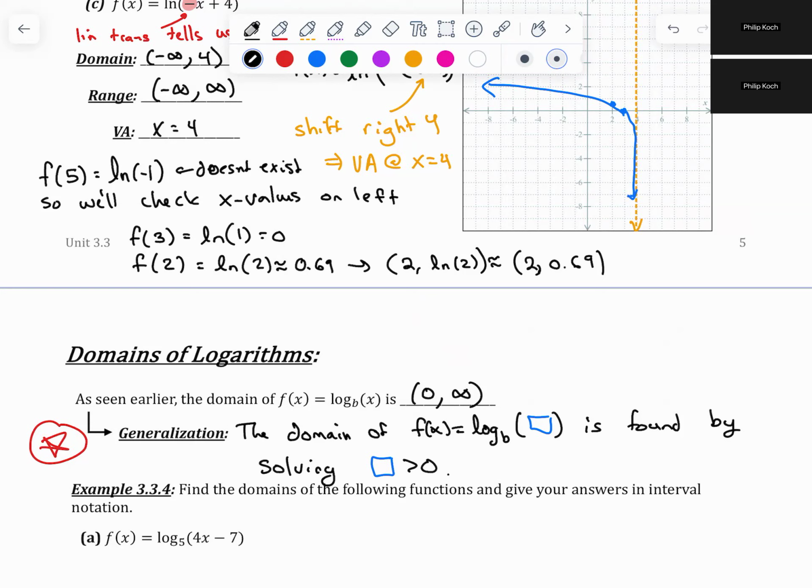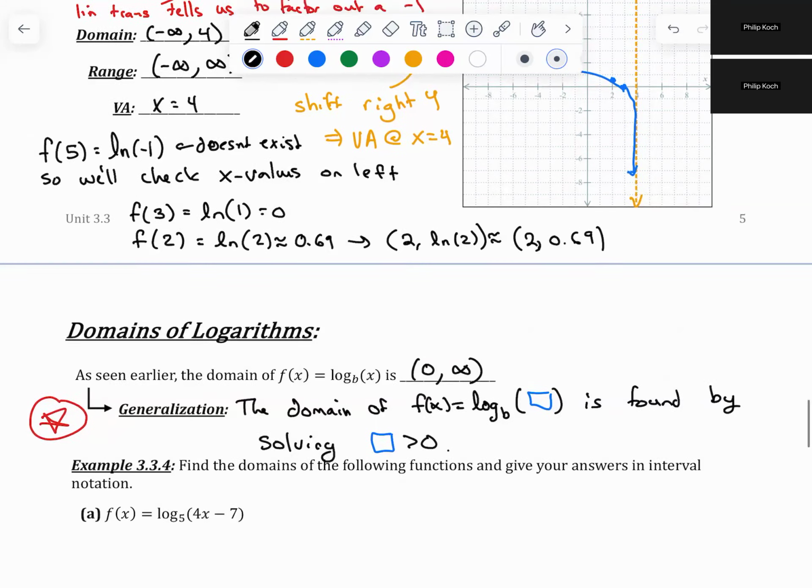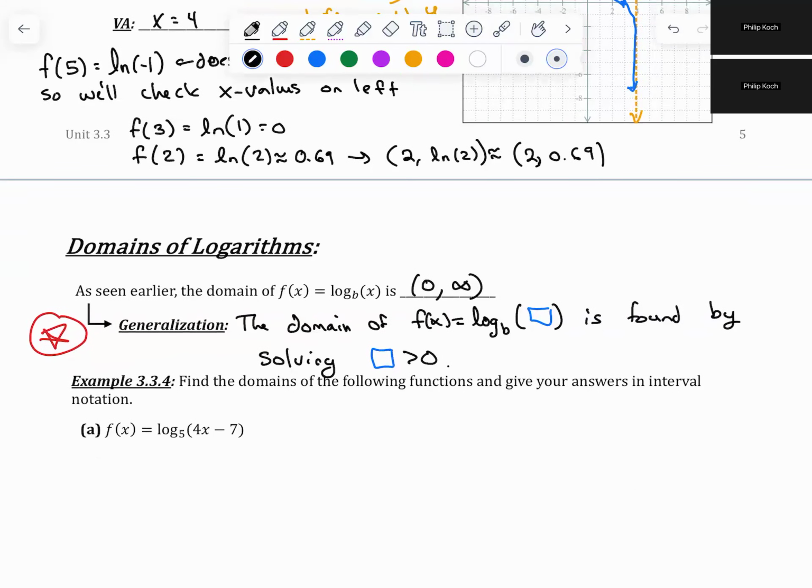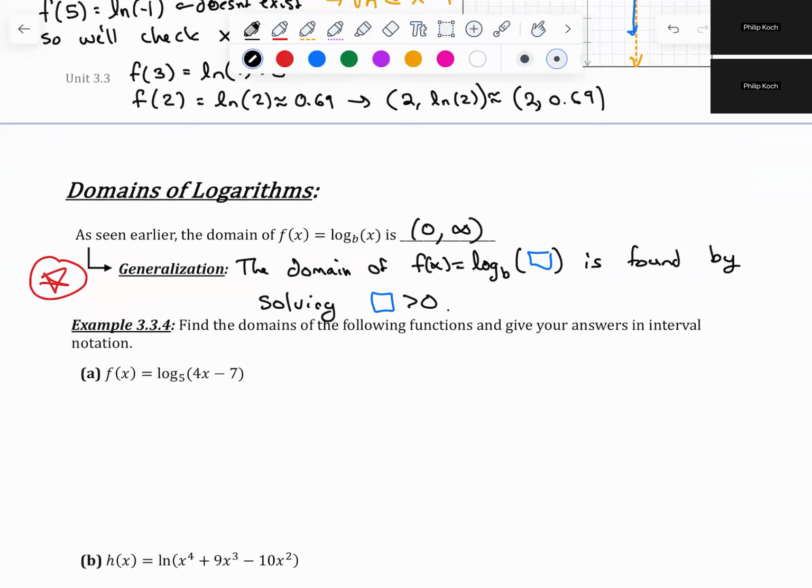They can't take in 0. They can't take in negative numbers. So to find the logarithm's domain, you just need to set the inside greater than 0 strictly. So, for example, this one right here, find the domain of it. So yes, this is new, but it's not really. It's still applying the same kind of terminology. The domain is where the function is defined.